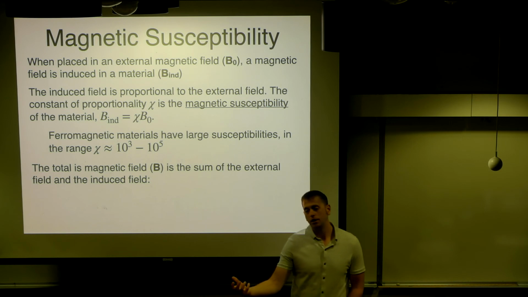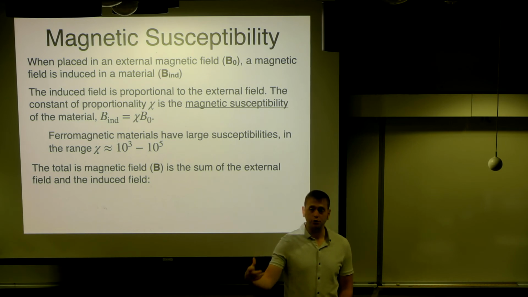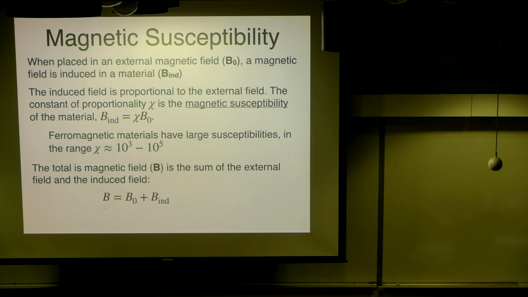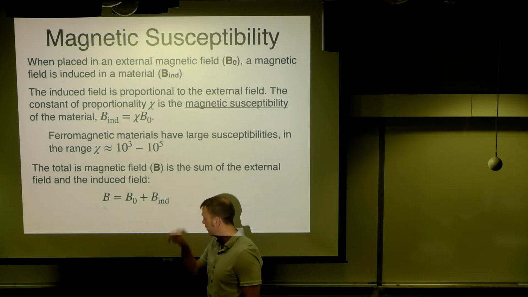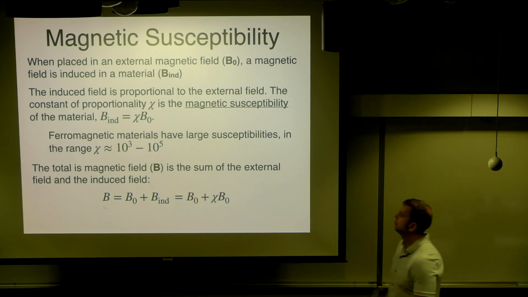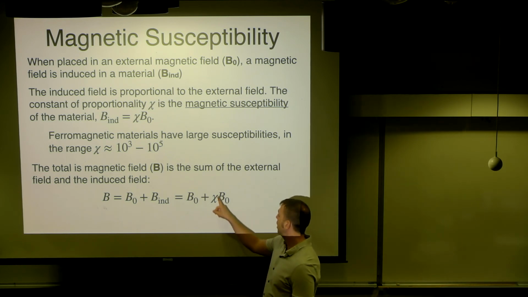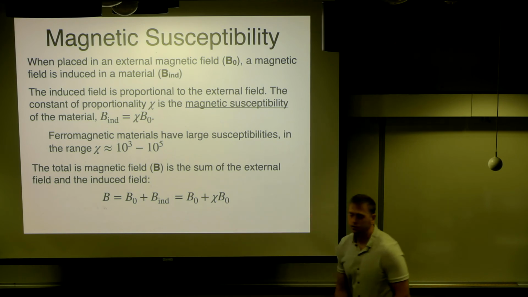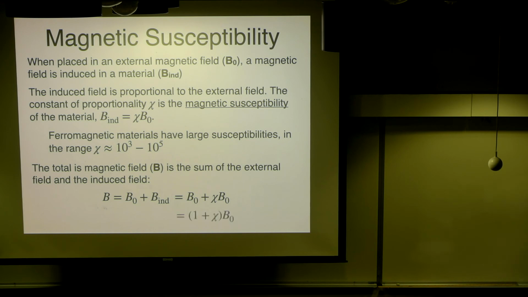It's the external field plus the field we induce in the material. So the total magnetic field, which I'm just going to call B, is the sum total, which is B0 plus B induced. And these are going, by the way, in the same direction, so we can just straight add them together. So we have B0 plus B induced, but we said earlier that B induced is chi times B0. It's our susceptibility times our external field. So the total field is just 1 plus chi times B0.